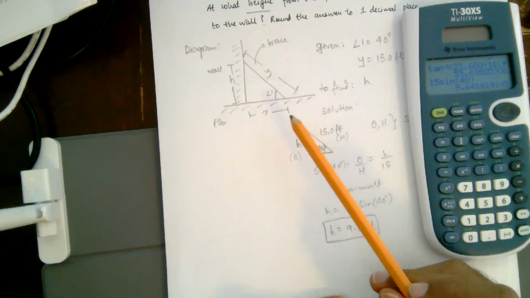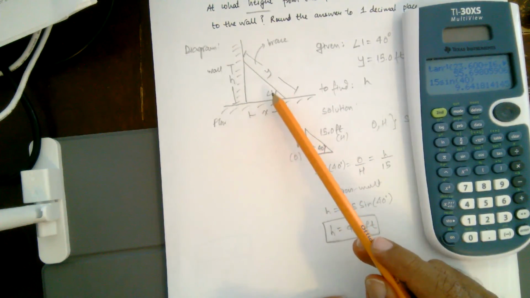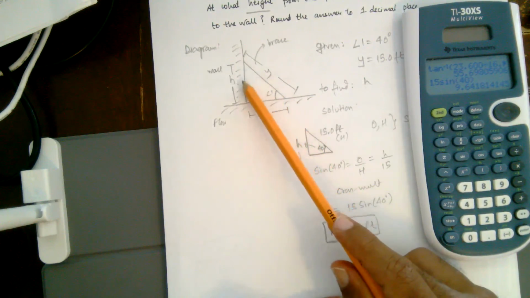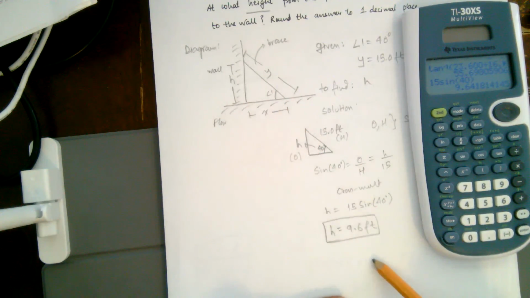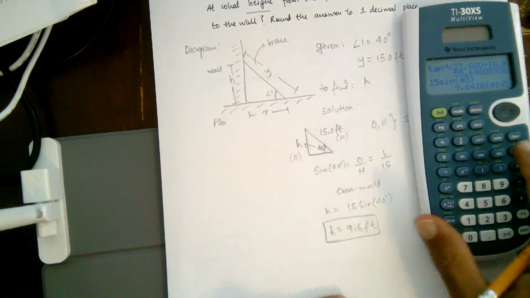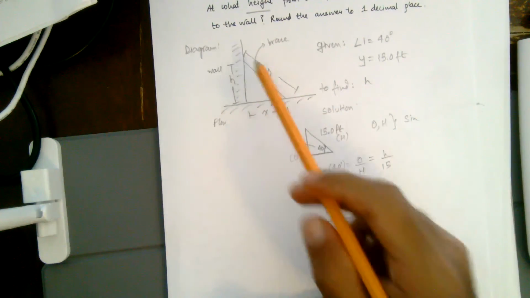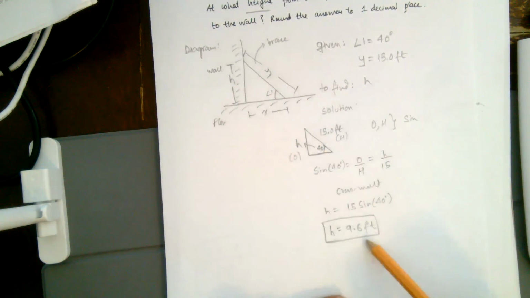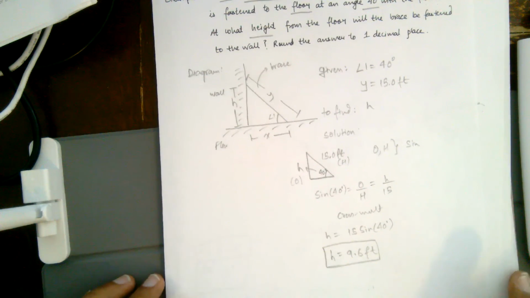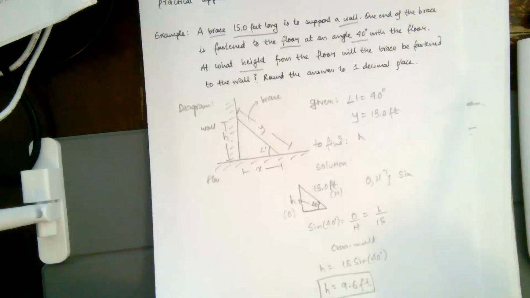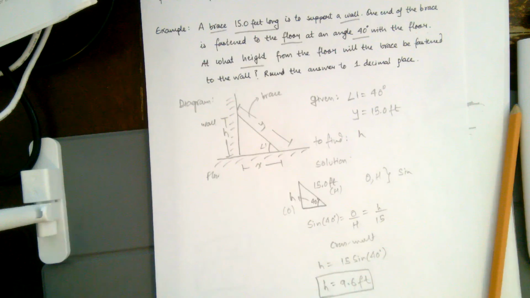So this brace, when you fit it, it's going to be at a height of 9.6 feet from the ground. The point where it attaches is going to be 9.6 feet from the ground. That's just one example. In the next video, I'm going to look at 2 more examples, and before that we're going to look at some terms which you may come across while doing a word problem.